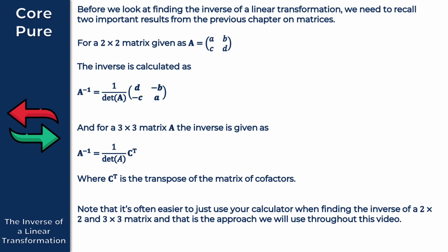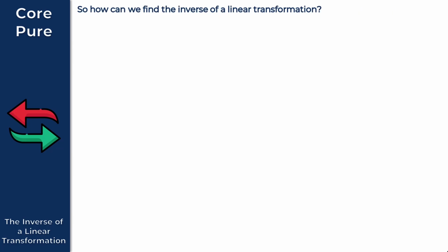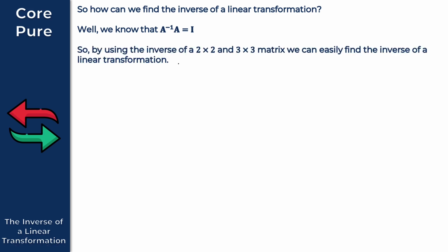Okay, so how does this link to the inverse of a linear transformation? Well, the way that this links is by the fact that we can use an inverse matrix, the inverse of a 2 by 2 or a 3 by 3 matrix, depending on whether we're working in 2 dimensions or 3 dimensions, to represent the inverse of a linear transformation. Because we know that A inverse times A gives us the identity matrix. So by using the inverse of a 2 by 2 and a 3 by 3 matrix, we can easily find the inverse of a linear transformation.